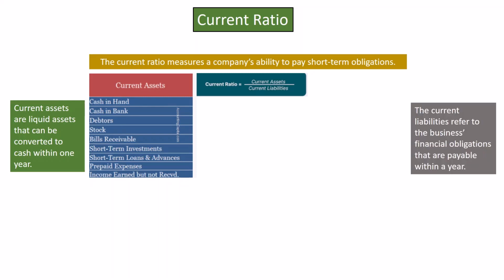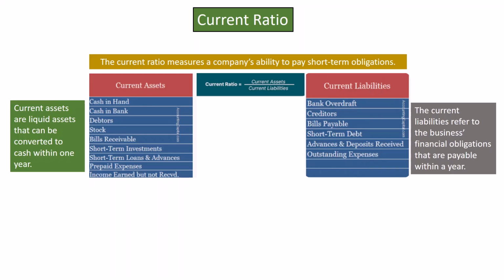The next term is current liabilities. What are current liabilities? They refer to the business's financial obligations that are payable within a year. So these are all the current liabilities. Bank overdraft: we might have got an overdraft from the bank for which we are paying interest also. That is bank overdraft. Creditors: we get loans from some persons. Those are called creditors. Bills payable: the bills to the suppliers.